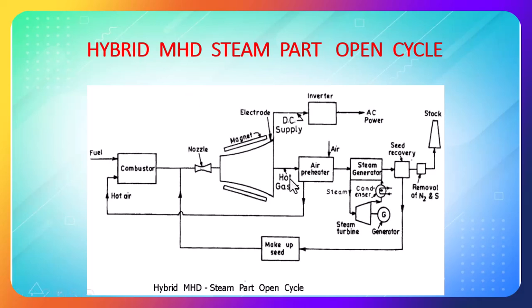Initially I got hot air from some other process. That hot air is used to generate power by MHD, and the exhaust also has some amount of heat. That heat I am going to use again for steam generation to generate power, and finally I leave it to the atmosphere. Since it is an open loop, we should leave it to the atmosphere.